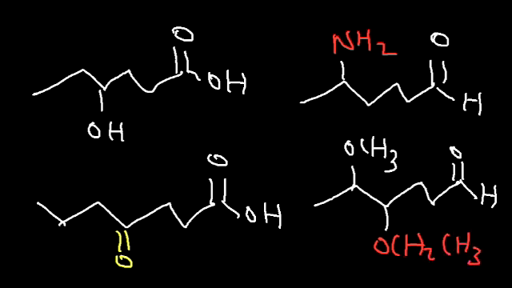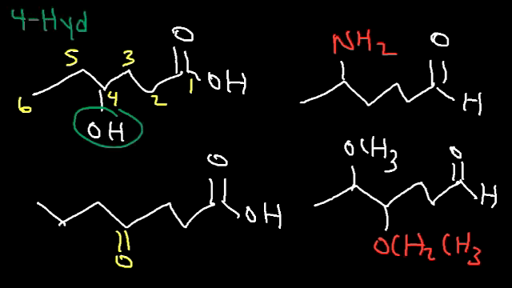So if we name the first one, this is going to be 1, 2, 3, 4, 5, 6. And the parent functional group is the carboxylic acid. So this is hexanoic acid. But we have an OH on 4, so this is called 4-hydroxyhexanoic acid.